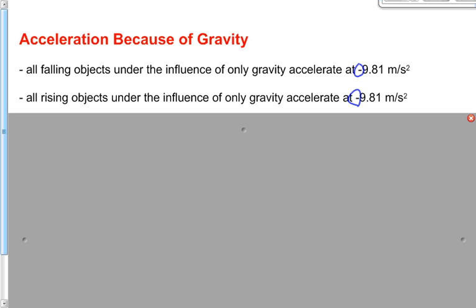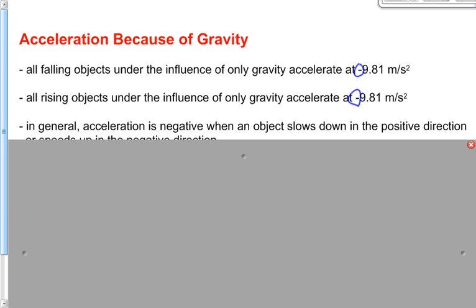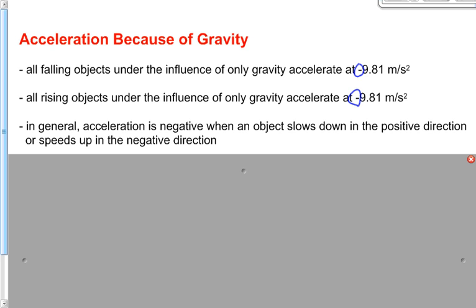Yep. It's slowing down. So if you're speeding up in the negative direction or slowing down in the positive direction, it doesn't matter. It's the same acceleration. It's a downward acceleration. Even as this paper goes up into the air, it's a downward or negative acceleration because it's slowing down in that positive direction. In general, acceleration is negative when it slows down in a positive direction or speeds up in the negative direction. Clearly, it's applicable to gravity, but we see that in other places as well, where we have a negative acceleration or a positive acceleration.